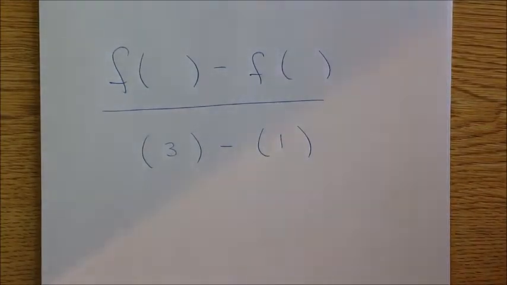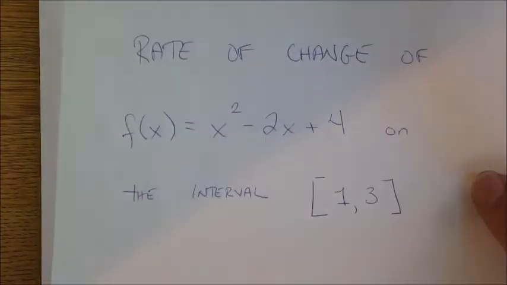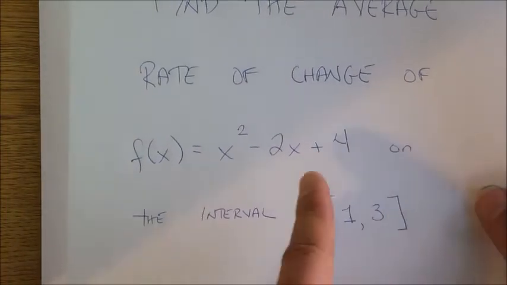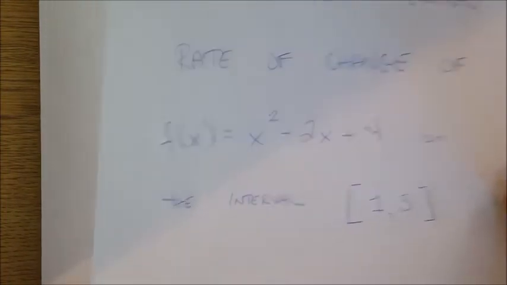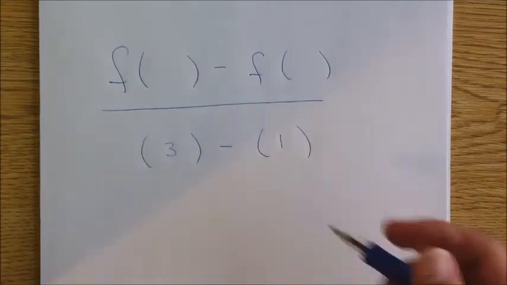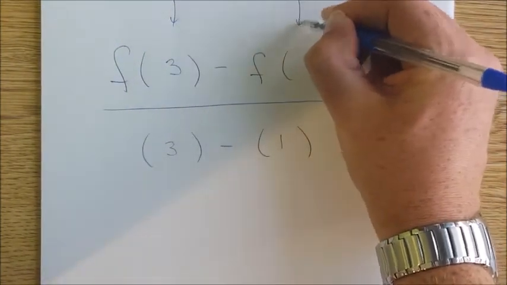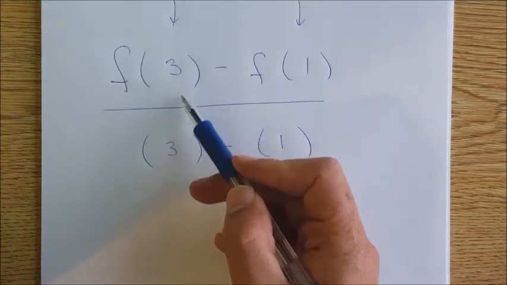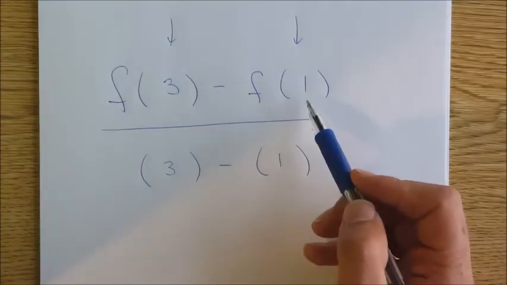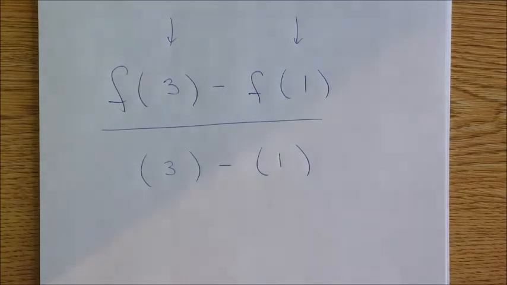But, here's the tough part. We're trying to figure out with this formula of x squared minus 2x plus 4 from 3 to 1, so we're going to have to do two questions. We're going to have to solve two questions. We're going to find out where the line is at f of 3, and we're going to have to find out where the line is of f of 1.